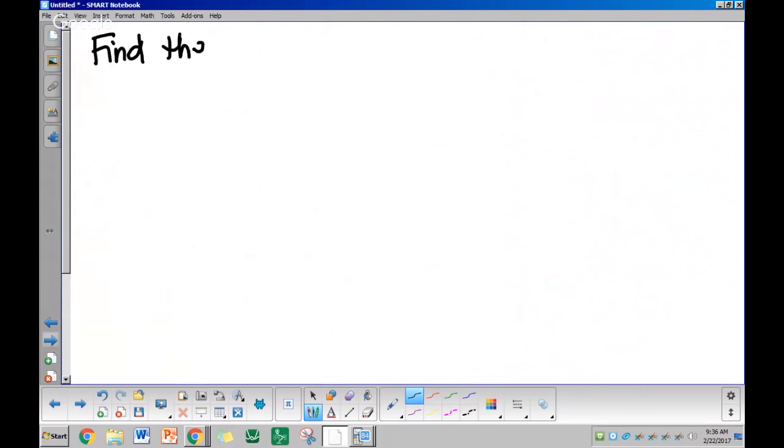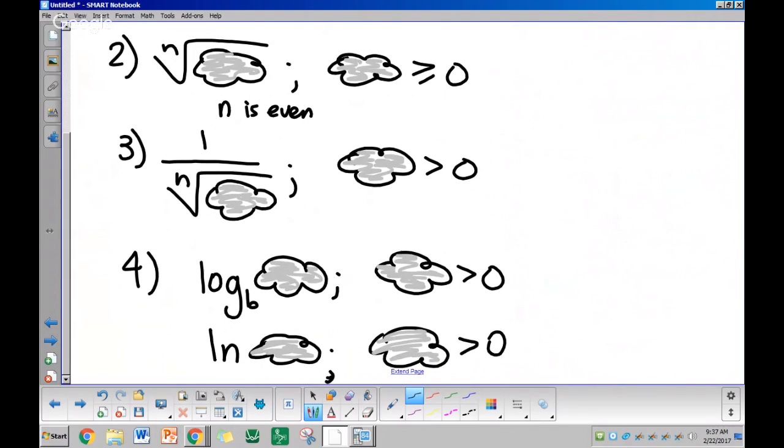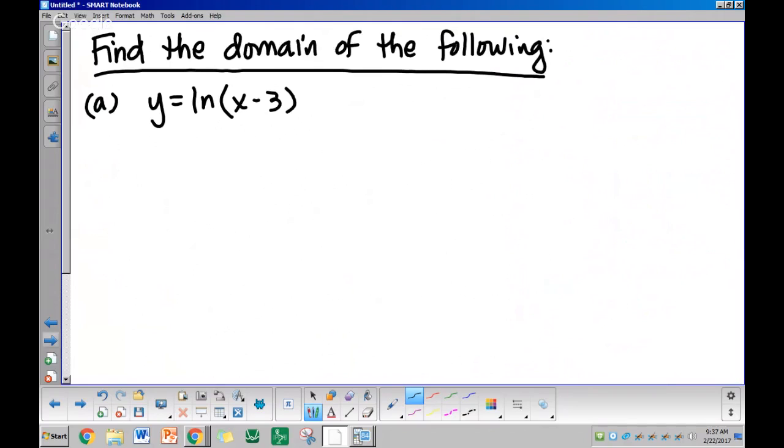All right, so let's do some domain examples. Find the domain of the following. Let's say I have, make this A, y equals ln of x minus 3. So what's the deal here? Yes. What was the number 4? I'm so happy that you're writing this down. Thank you. All right. So what's the deal here?